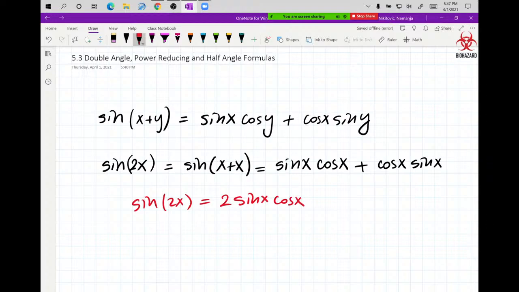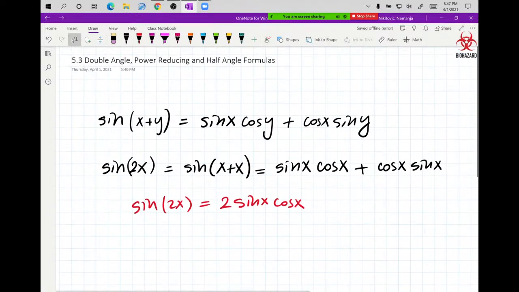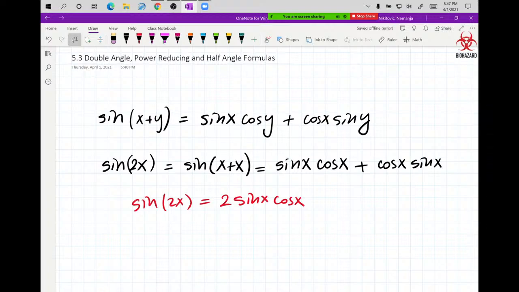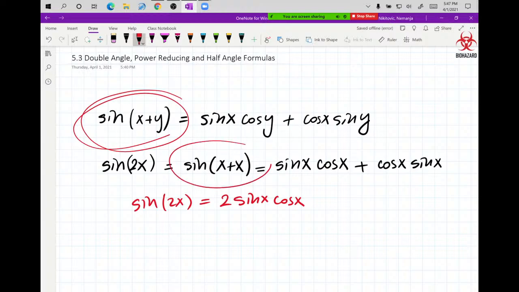I used this formula many times this semester in Calculus 1 and differential equations. And when I teach Calculus 2, again, a million times. So this formula is very frequent. And as you can see, it's easy to remember the formula as well, but it's very easy to see where the formula comes from, right? Because all you need to do is what you learned last class. Instead of writing it as sine of x plus y, you write it as sine of x plus x, and you apply the same formula.